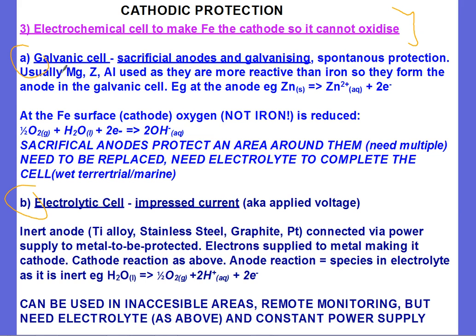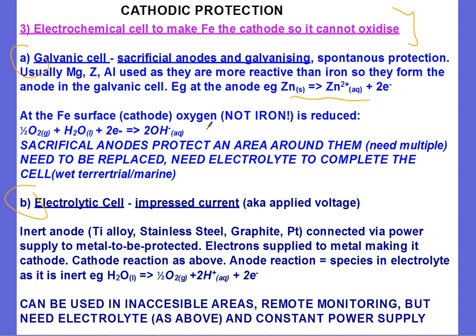Galvanic cell cathodic protection is where you've got a spontaneous reaction. And that's where you've got sacrificial anodes and galvanizing. What you do is usually have magnesium or zinc or sometimes aluminium, and they're used because they're more reactive than iron, and they're connected with the iron in a galvanic cell, and therefore at the anode those reactive metals will oxidize, and the iron is protected from oxidation, and something will be reduced at the iron. It's not iron ions because there are no iron ions there, but instead you get something like oxygen being reduced at the iron surface.